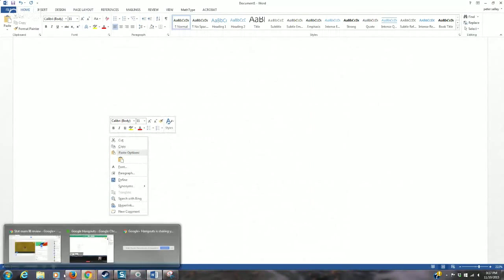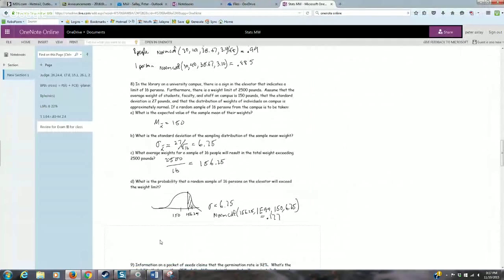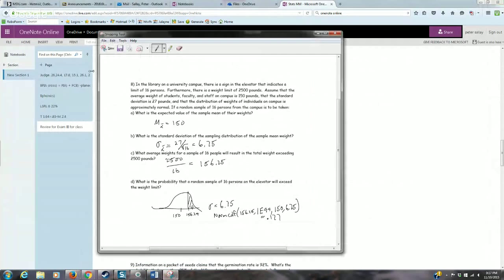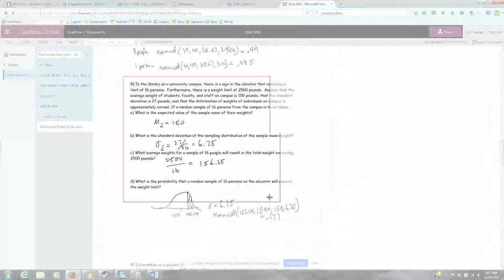Man, why is this being picky? All right, hold on. Let me try this one more time. It should just let me copy and paste it.